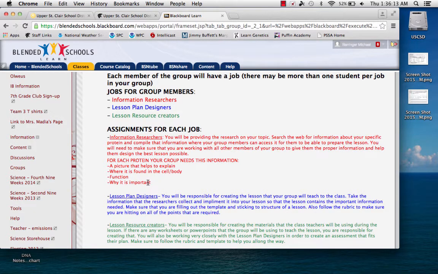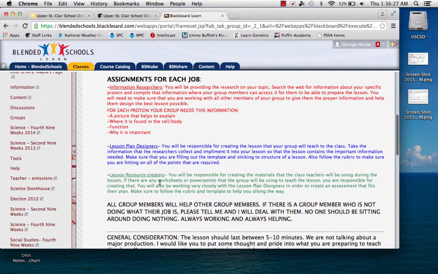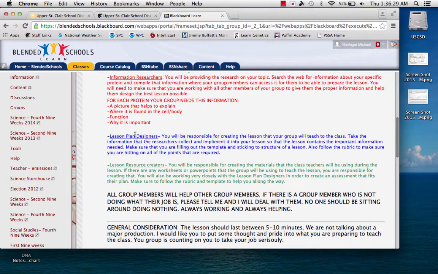Here's the bare minimum information that you need to provide in your lesson. You need to provide a picture that helps explain where it is found in the body or cell, the function of this protein, and why it is important for us. This is also important information for the lesson plan designers. The lesson plan designers need to know what to teach. The lesson plan designers are going to be responsible for creating the lesson. So just like all your teachers do, just like I do, we come up with different lessons to do on a daily basis.